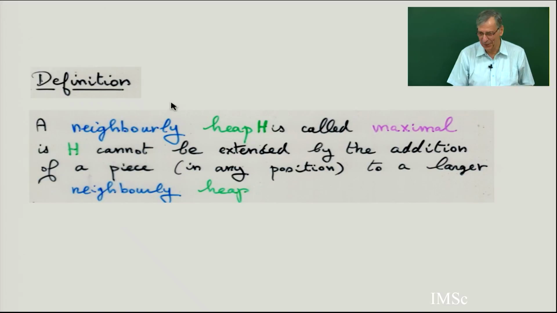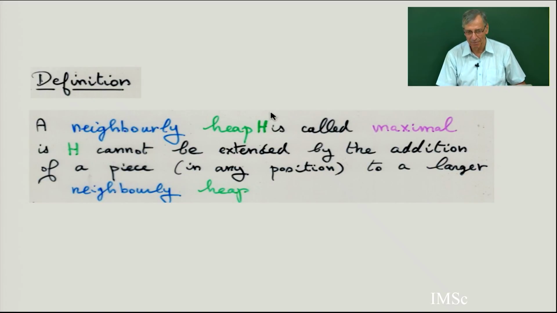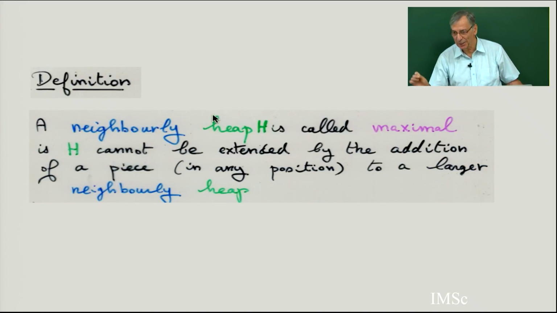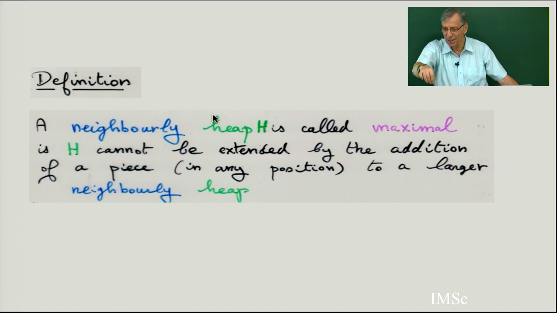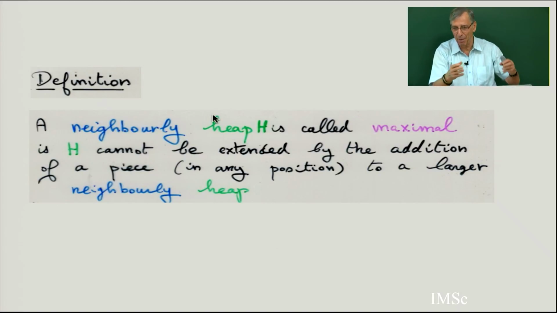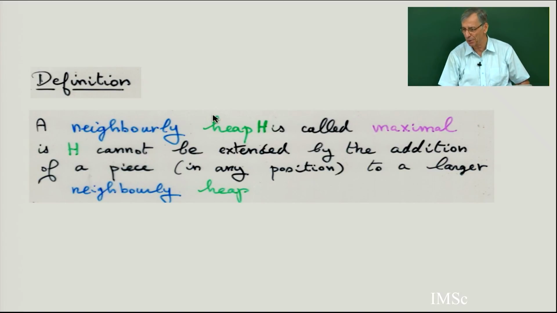Okay. So the second definition: a neighborly heap is called maximal if and only if it's maximal, meaning you cannot extend the heap by addition of a piece in any position to get a larger neighborly heap. If you add a new piece anywhere, inside, above, below, there will be a violation of the neighbor condition. I'll give you an example.